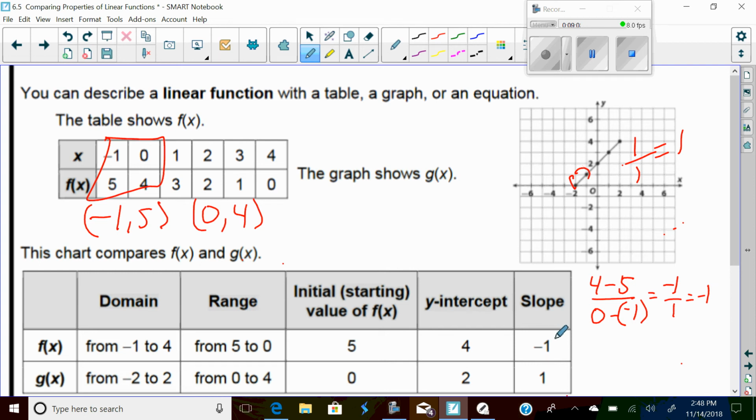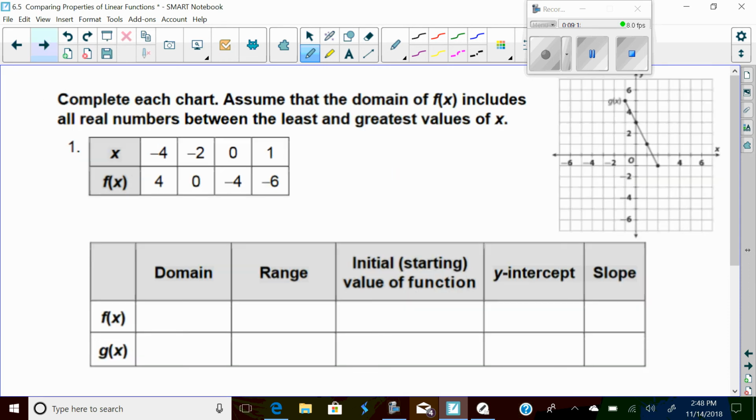So that's comparing information, domain and range from a table and a graph. Take a look at this example and see if you can solve this one. You can go ahead and pause the video here.